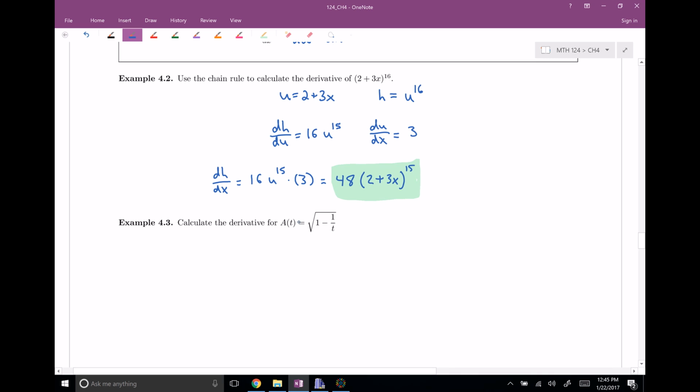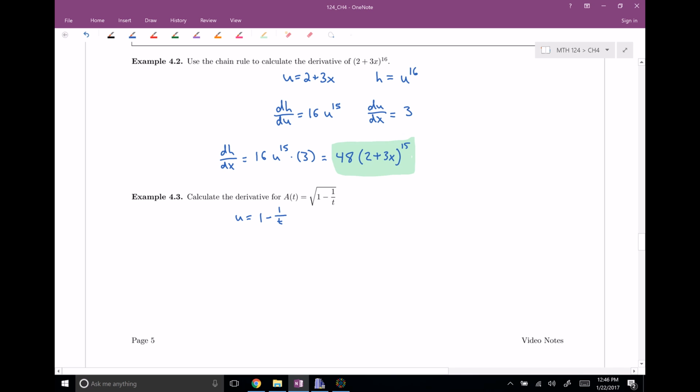Calculate the derivative of A of t. And I have the square root of 1 minus 1 over t. So again, let me go ahead and try to use this method that I had back here. So I'm going to try to figure out what is my inside function, right? I'm going to define something to be u at first. What is my inside function? So my inside function, I have a square root. That seems to be the outside function. So the inside function is going to be whatever's on the inside. So I'm going to do 1 minus 1 over t.